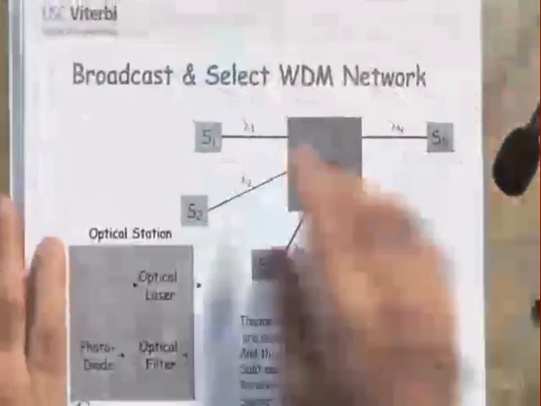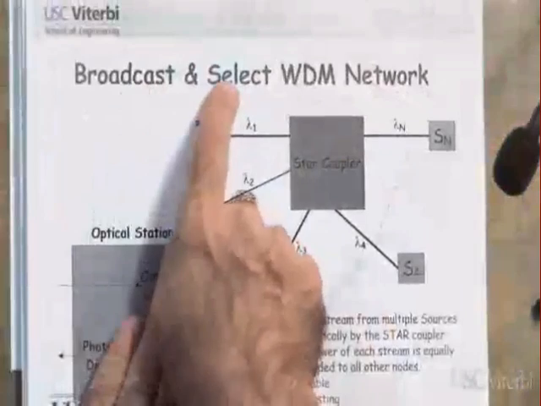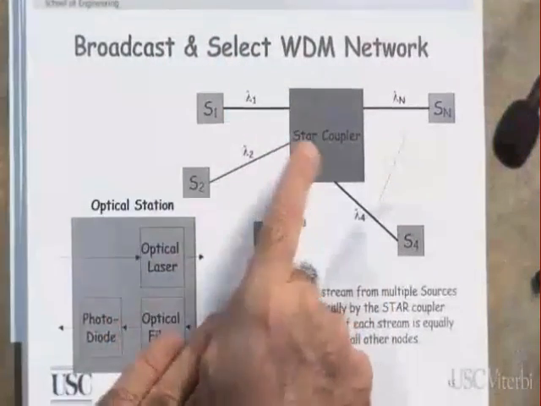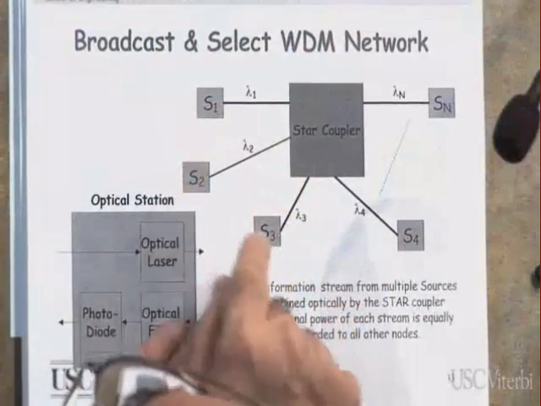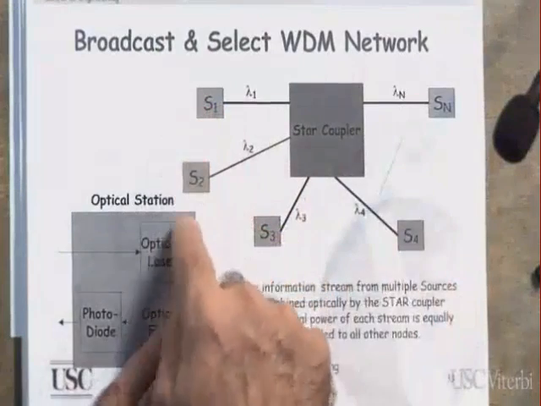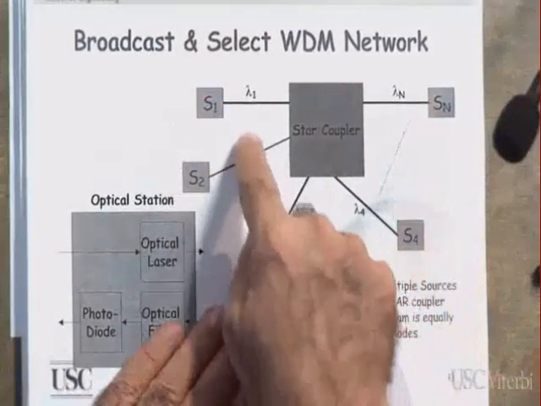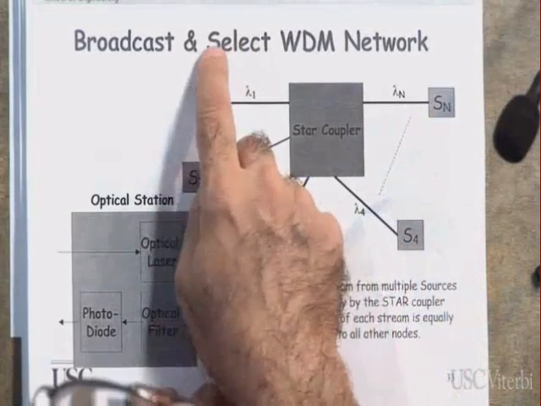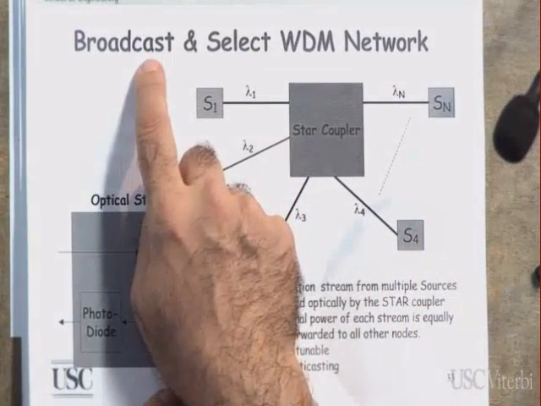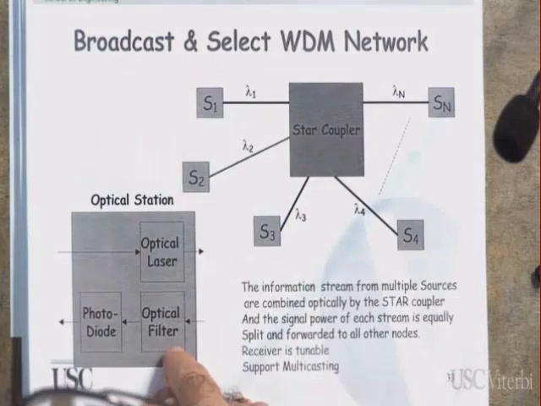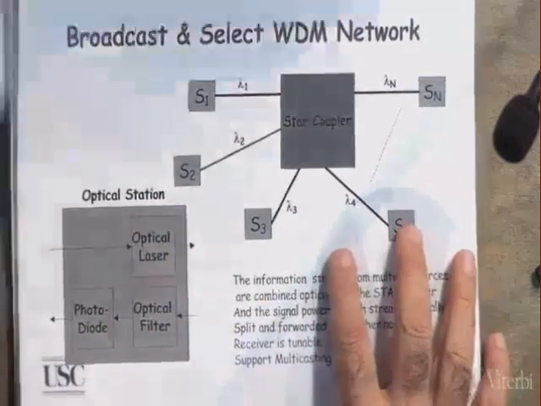An optical broadcast and select network. What do I have here? Every device, every source. How many sources do we have here? We have N sources. Every source, look at this here.